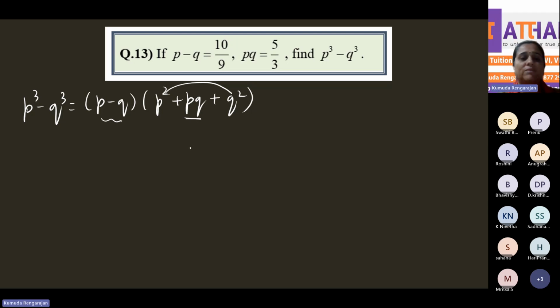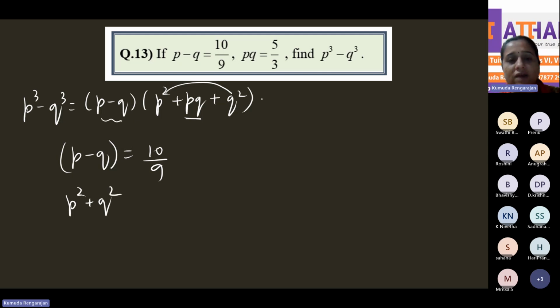So to find p squared plus q squared, you must write this one, p minus q is equal to 10 by 9. Square this one on both the sides and find the value of p squared plus q squared, and then substitute all the values in this formula and evaluate p cubed minus q cubed.